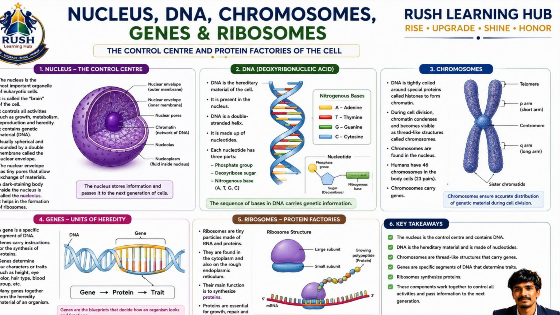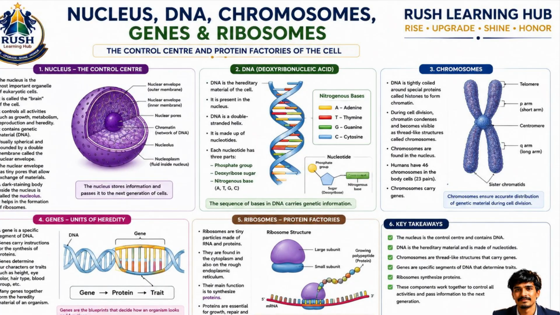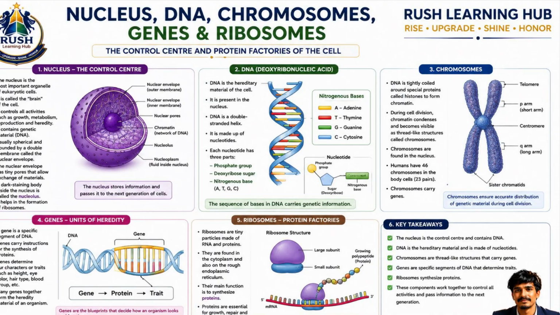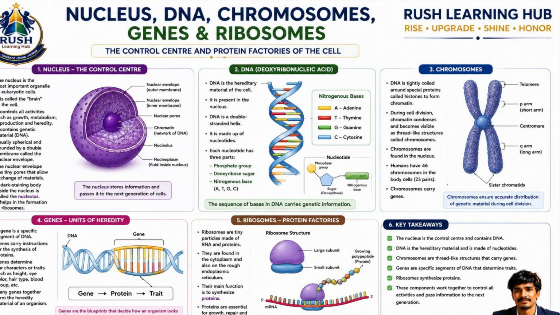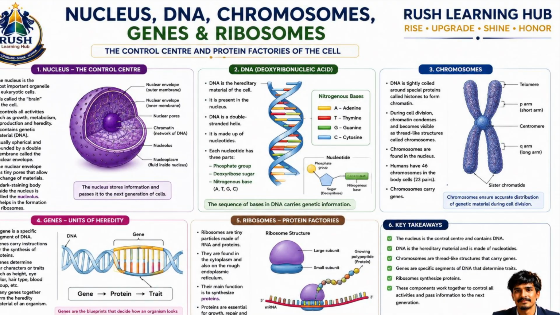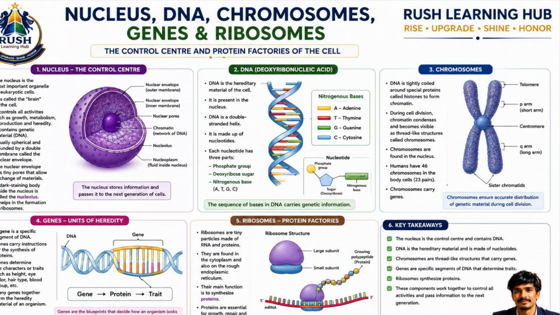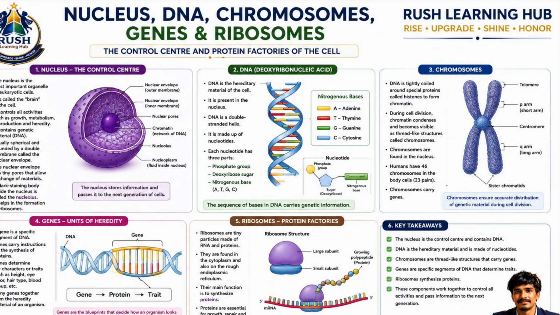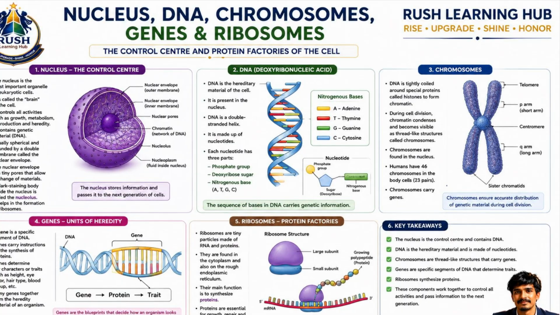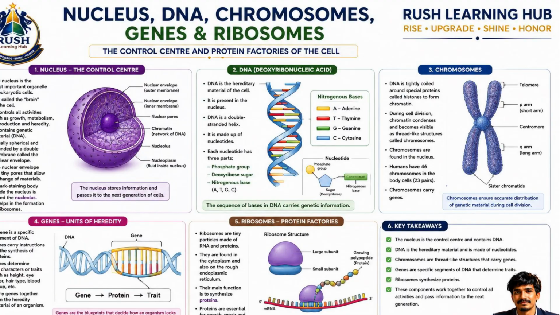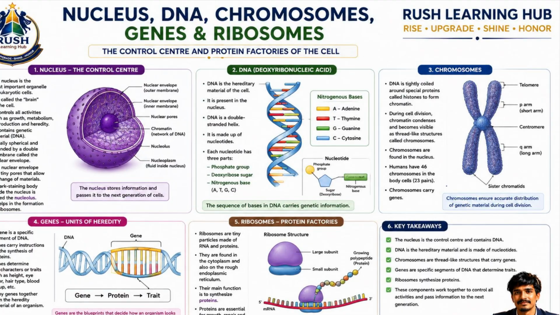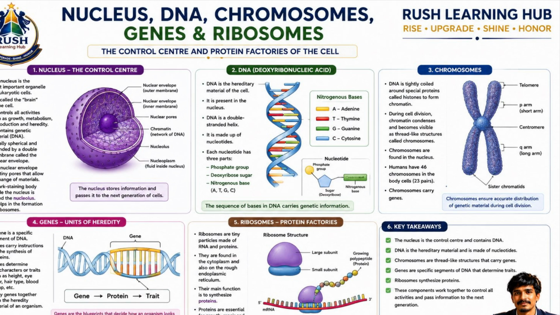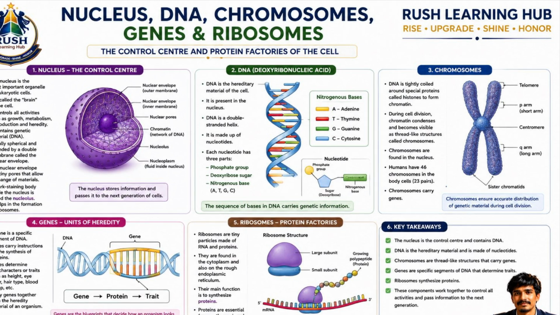One of the most important functions of the nucleus is storing and protecting the genetic material of the cell. This genetic material is known as DNA. DNA stands for deoxyribonucleic acid. DNA is often referred to as the hereditary material because it carries the information that is passed from parents to offspring. Every characteristic of an organism, such as eye color, hair type, height, skin color, and many other traits, is controlled by information stored in DNA.